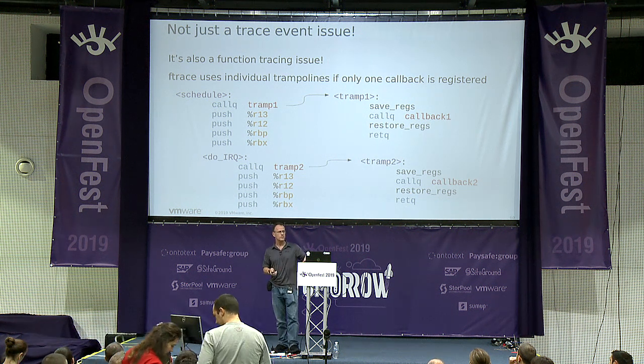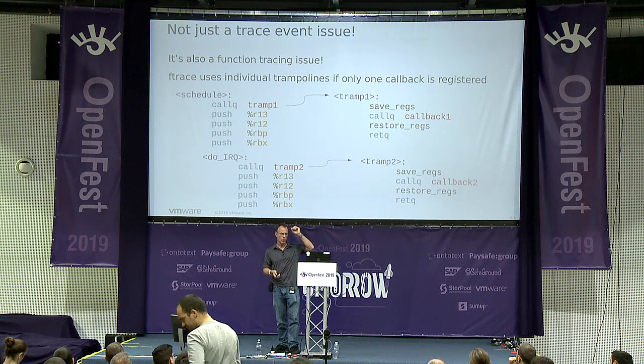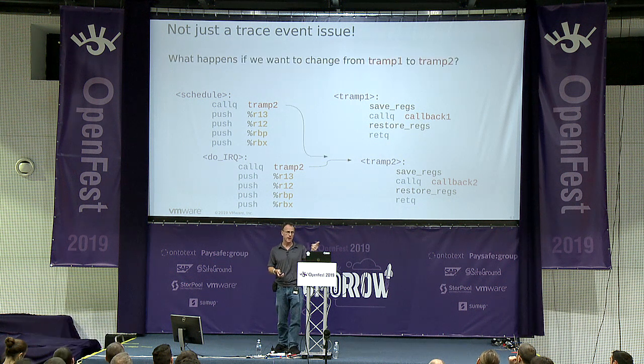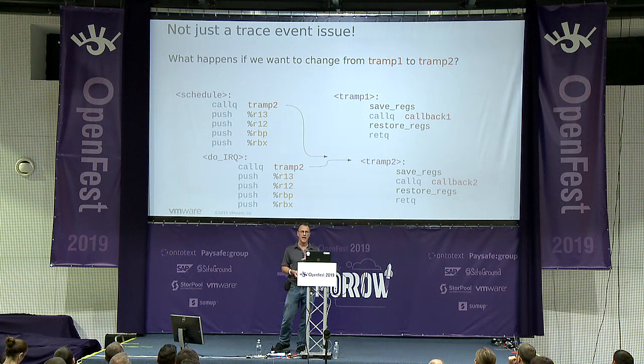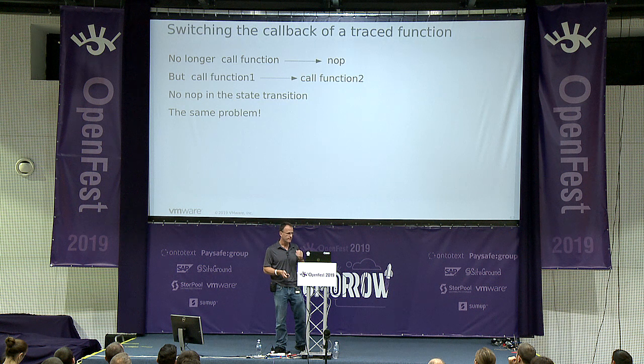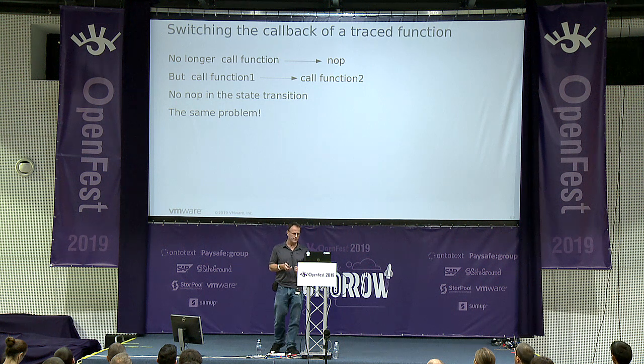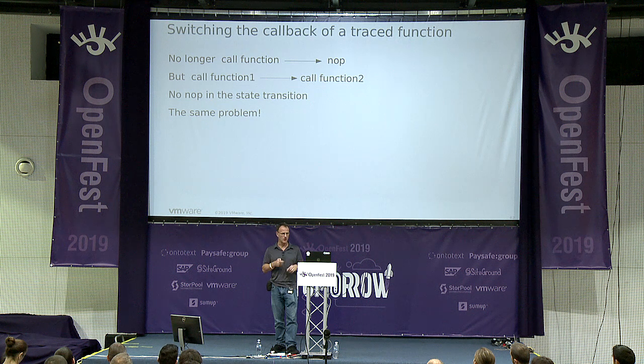Then, if you have 2 functions, and one calls tramp 1 and one calls tramp 2, but now you want them both to call tramp 2. So now you want to switch it, but you don't want to ever have a no-op there. So the transition between those 2 states is no longer function to no-op, it's from function to function. The no-op is not in the state transition. So it's the same problem as we had with the function call before.